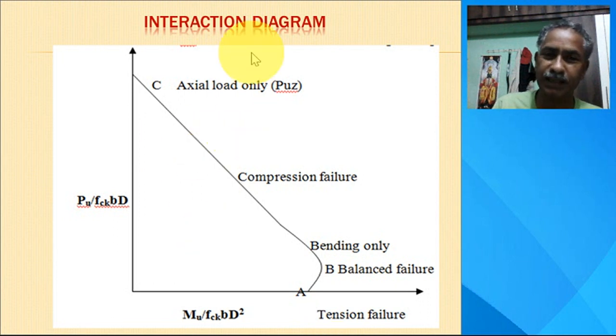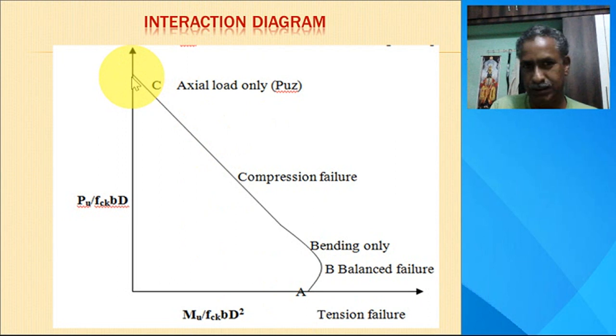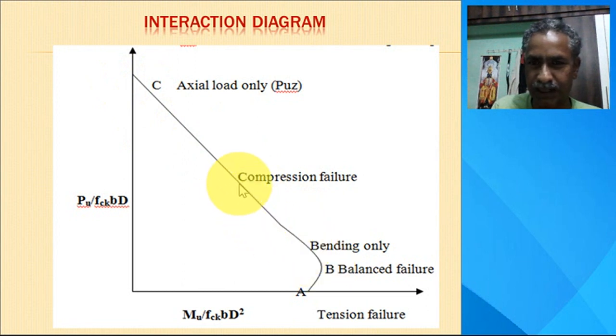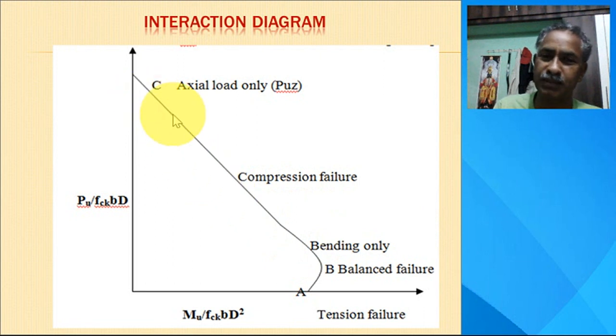Now this is the interaction diagram, and in this diagram it is observed that point C means the column is subjected to purely axial load. Bending moment along X direction or Y direction is 0. And if you increase the load or moment, it is a straight line. That means from point C to B, we can say that it is a compression failure. Of course, the column is subjected to the axial load with the moment. But at point B, that is a balanced failure.